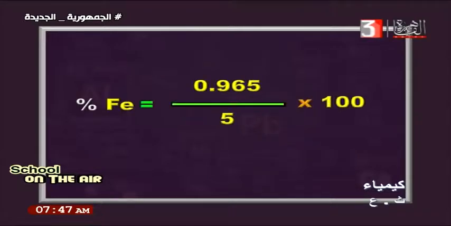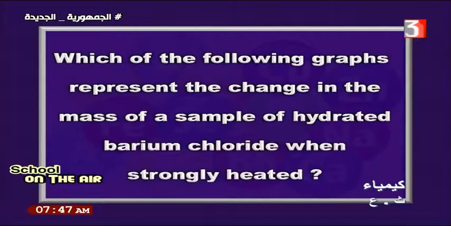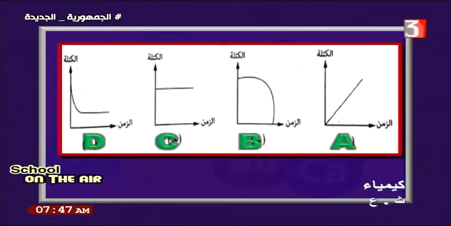So the percentage of iron is the mass of iron over the mass of the ore times 100, so it will be 19.3%. Which of the following graphs represents the change in the mass of a sample of hydrated barium chloride when strongly heated? If you look at the graph here, on heating it, the water of hydration will evaporate and the mass then remains constant. So the answer is graph D.